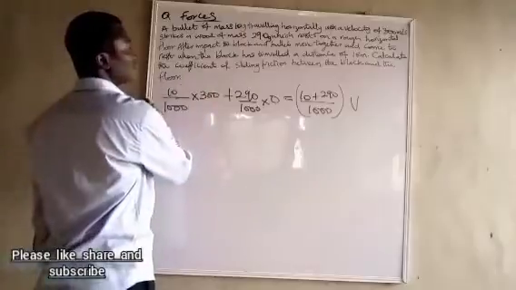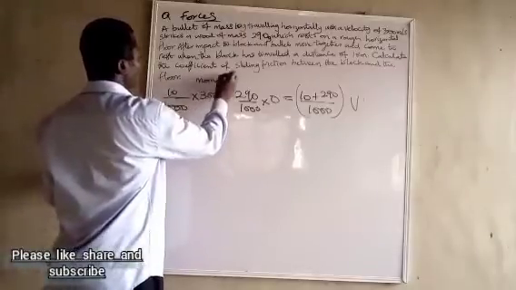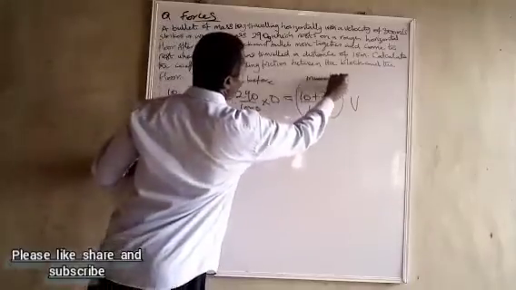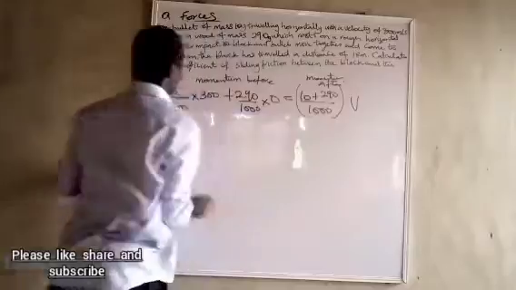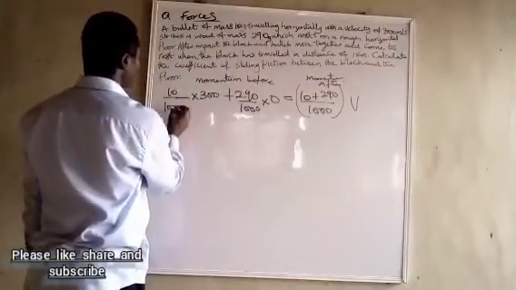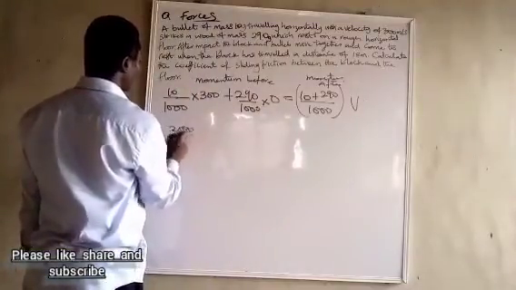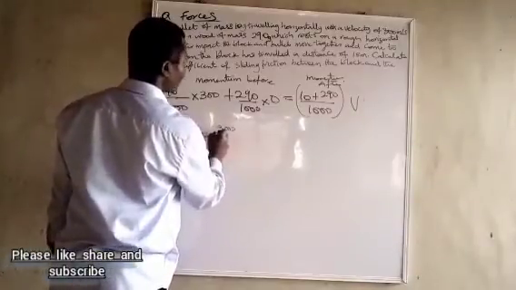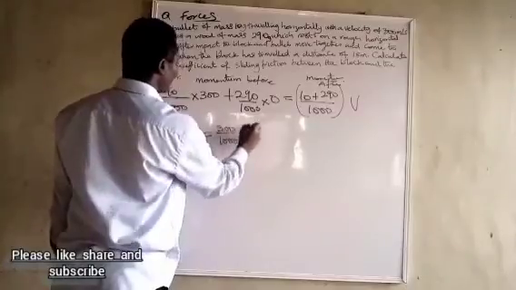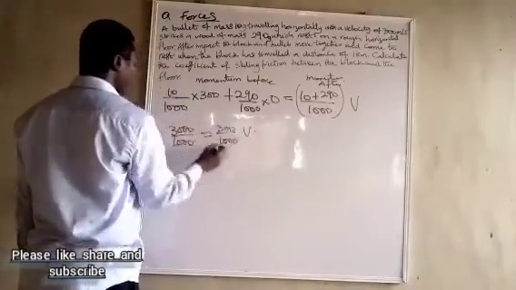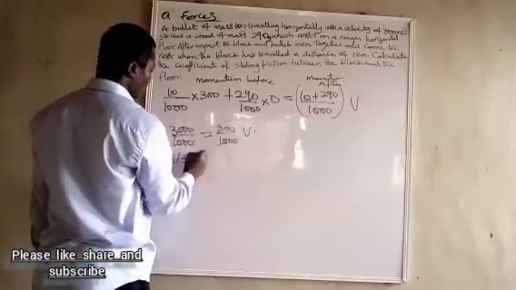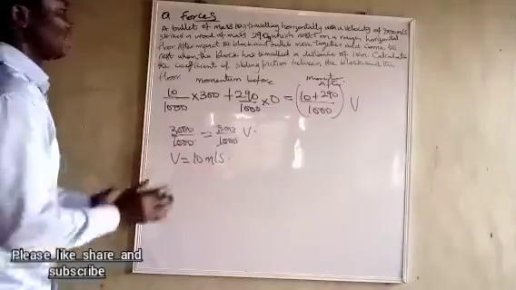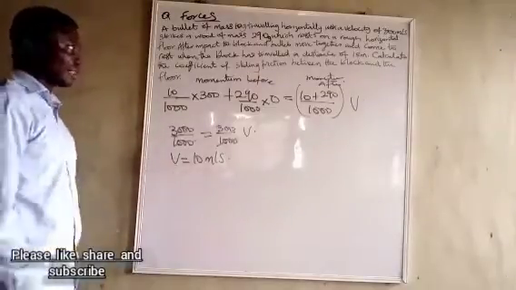So momentum before impact and momentum after. So what do we have here? We have 3000 over 1000 is equal to 300 over 1000 v. So dividing both sides by 300, v is equal to 10 meters per second. So what does that mean? It means that when the bullet enters the wood, they move together with a common velocity of 10 meters per second.